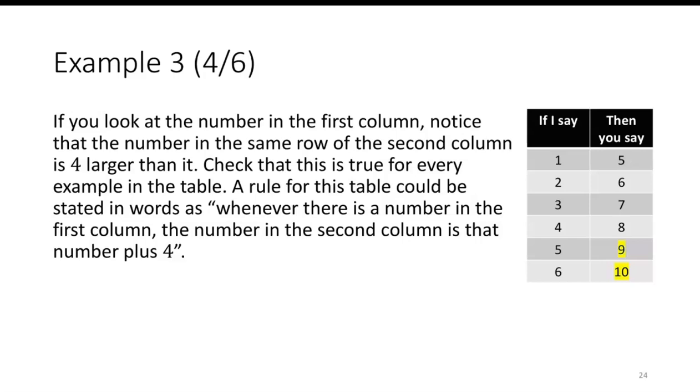So if you look at the numbers in the first column, notice that the number in the same row of the second column is 4 larger than it. 1 plus 4 is 5, 2 plus 4 is 6, 3 plus 4 is 7, 4 plus 4 is 8. A rule for this table could be stated in words as, whenever there is a number in the first column, the number in the second column is that number plus 4. So if I was to continue this on, 5 plus 4 is 9, 6 plus 4 is 10.